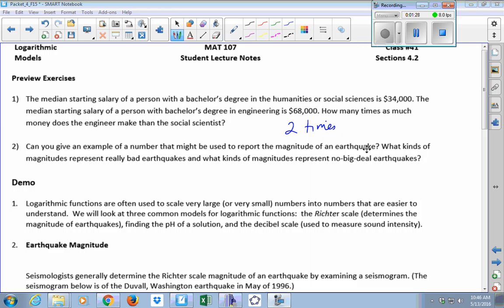All right, so let's take a look at some earthquake numbers. Give me a sense of what you have for bad earthquakes and no big deal earthquakes. Just give me an example for bad earthquakes. 5? Anything else? 7, okay. 7 point, goes up to 10. How about this one? No big deal earthquakes. 1.5, okay. 4, okay.